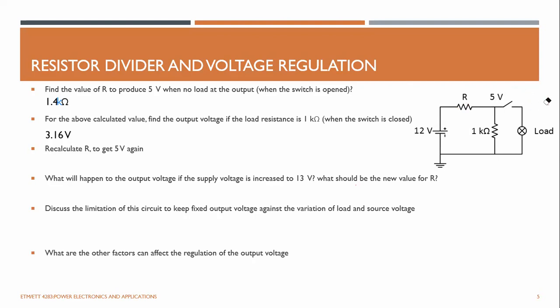You have your load, and you have this variable resistor, and there's a mechanism to change this resistor depending on changes in the load, as well as changes in the supply voltage. So discuss the limitation of this circuit to keep a fixed output voltage against variation of load and source voltage. Basically, it can't provide a fixed output voltage due to the changes in the supply voltage as well as the loading. So what other factors can affect the regulation of the output voltage?